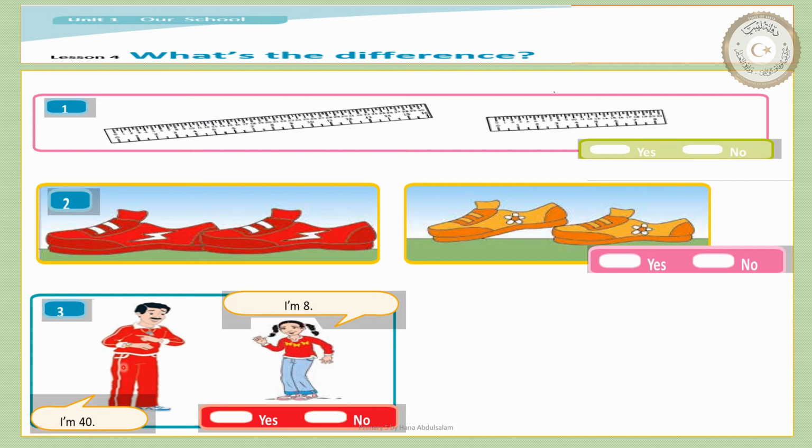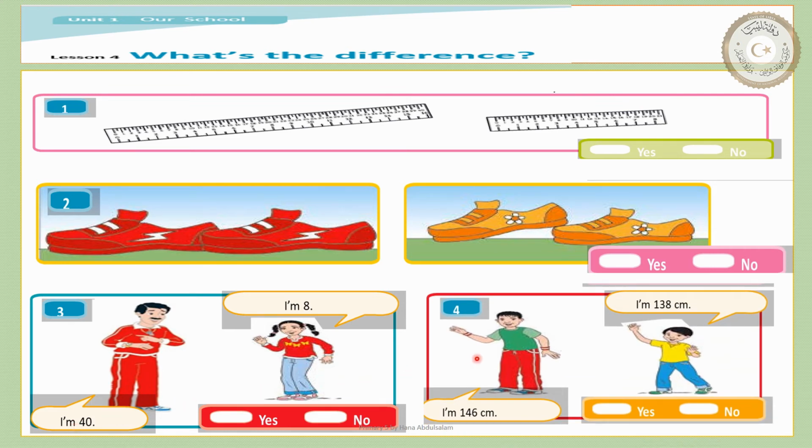Okay, we have a teacher and Lena. So Lena said, I am 8. How old is Lena? 8. How old is the teacher? 40. So are they the same age? Are they the same? No. The last picture.